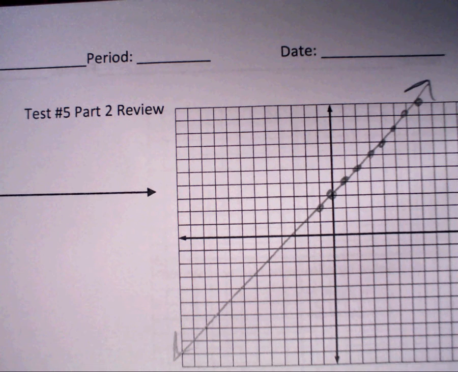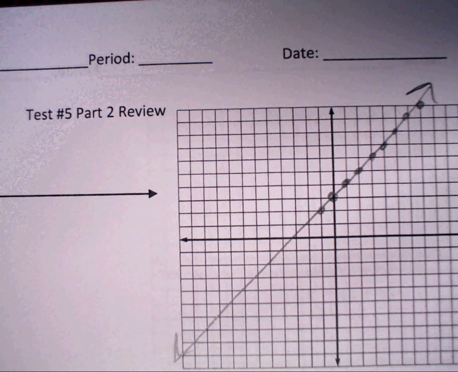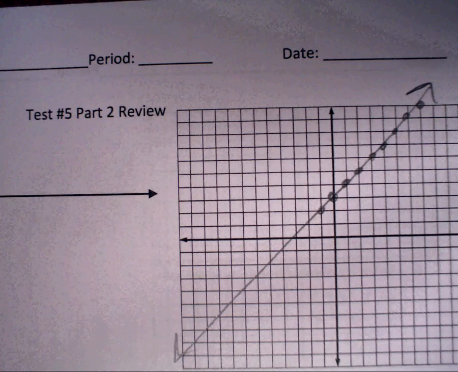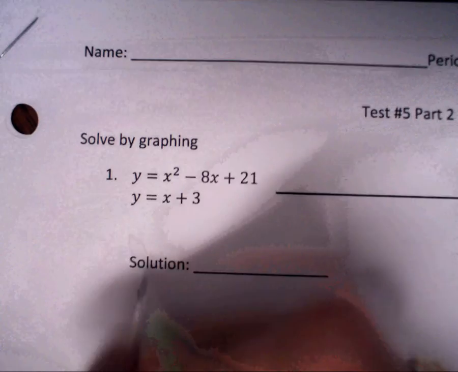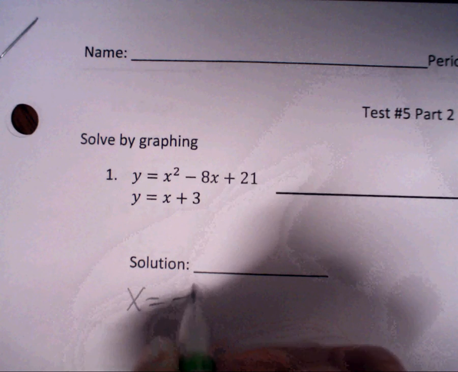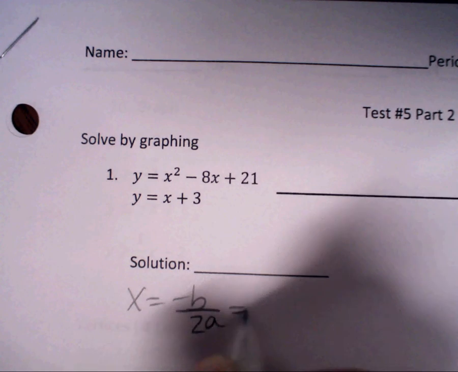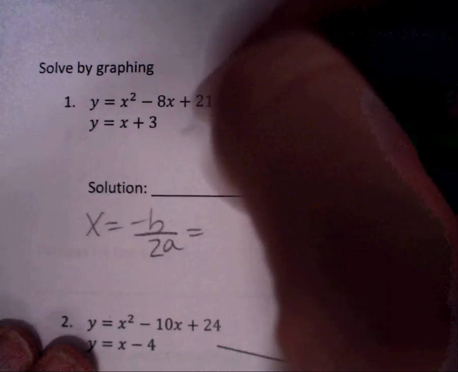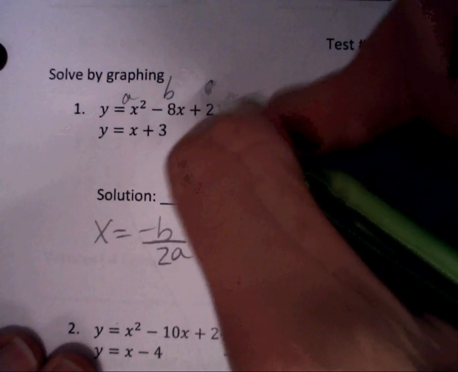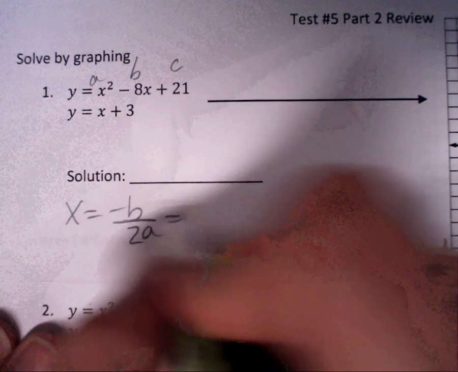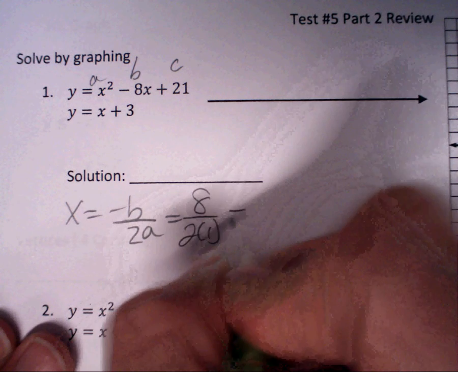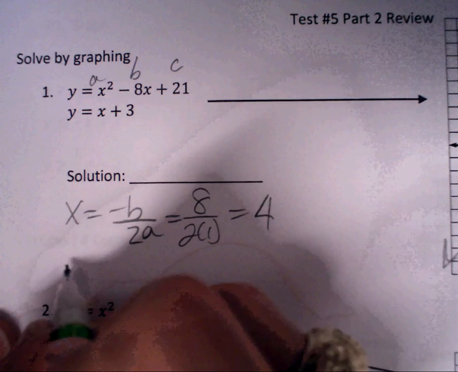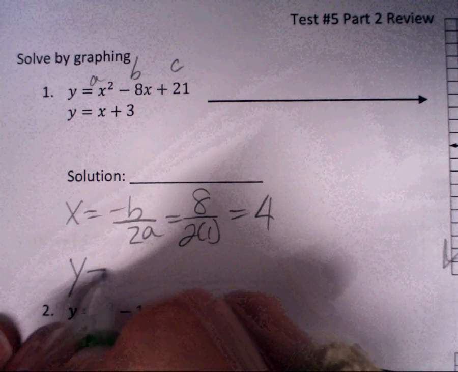So then, in order to graph a quadratic, I need to use my formula for finding the vertex. So that formula is x equals negative b over 2a. And this is a, b, c. So b is already negative and the formula is negative, so that's 8 over 2 times 1. So that'll be 4. That's half of my vertex, not half of my solution.